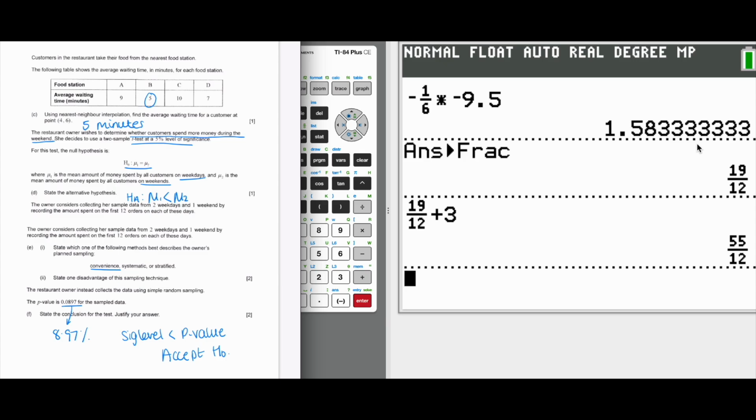So the marking here, there's 1 mark for the 5 minutes, there's 1 mark for the correct null hypothesis, there's 1 mark each for part E, and then the 2 marks here, 1 is for the answer and 1 is for the reasoning.